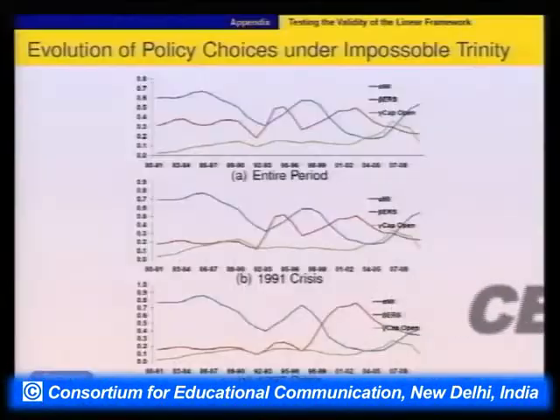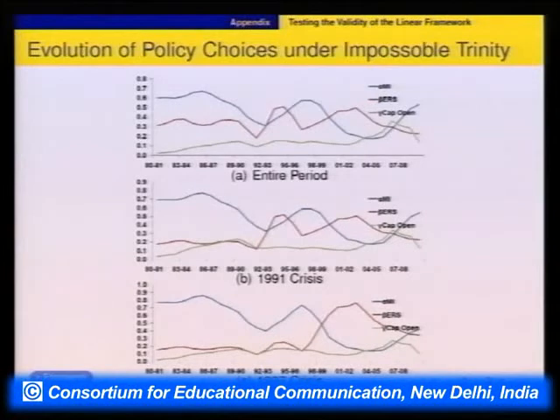Now, if we look at the various individual measures, what we find is interesting. This is the three graphs. The first one is for the entire period. In the second one, we assume a structural break in 1991, which is the year of the crisis. And in the last one, we assume that there is a structural break in 1997, which is the year of the Asian crisis. It's very interesting because in the initial years, the 1980s, India was characterized by high monetary independence and high exchange rate stability. There was virtually negligible capital coming into the country.